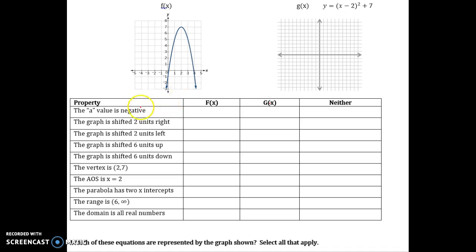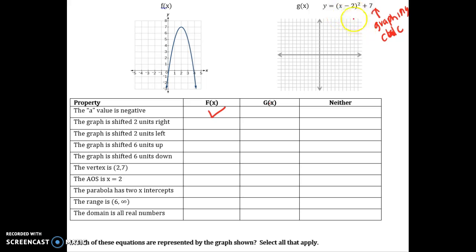So the a value is negative, meaning that the parabola is upside down. F of x is upside down. If I look at g of x, I could graph it. I could use my graphing calculator to graph this and draw a picture, or I can just remember how it shifts.